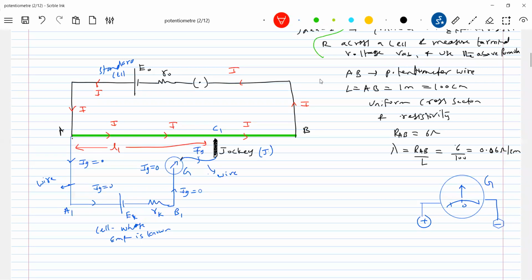I'll call this balancing length as lambda 1. Let me write here. No current flows through this, and this is a connecting wire. Now, since there's no current flow, VA is equal to VA1. Is it VA equal to VA1? Similarly, VB1 is equal to VC1.